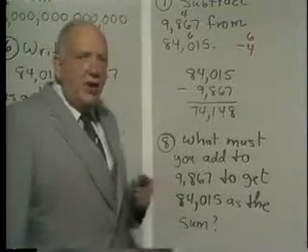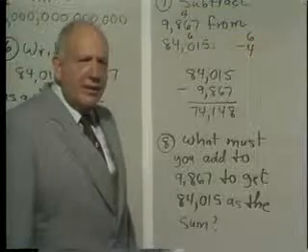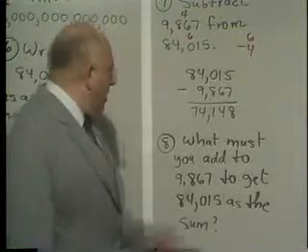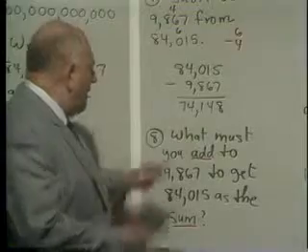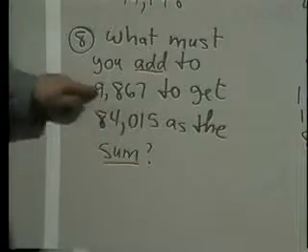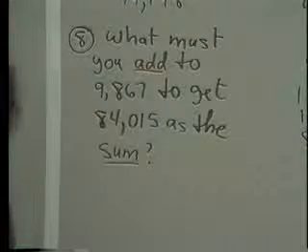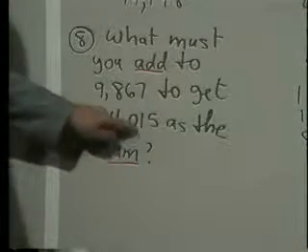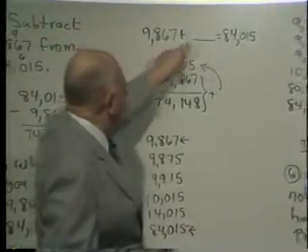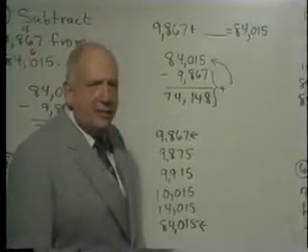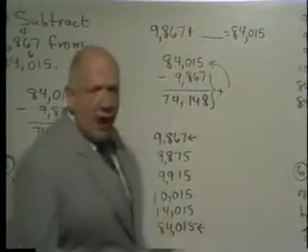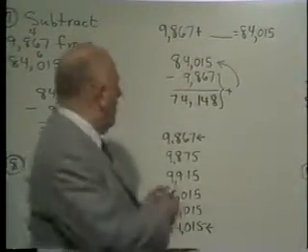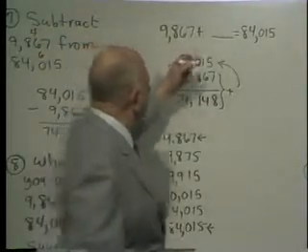Again, be careful here. If you read this too fast, what does this problem sound like? It sounds like an addition problem. See, look at the buzzwords. What must you add to get something as the sum? But if you read this thing carefully, it doesn't say what happens if you add 9,867 to 84,015. It says, what must you add to 9,867 to get 84,015 as the sum? You see, because the blank is on the same side as the plus sign, this may look like an addition problem, but it's really a subtraction problem.